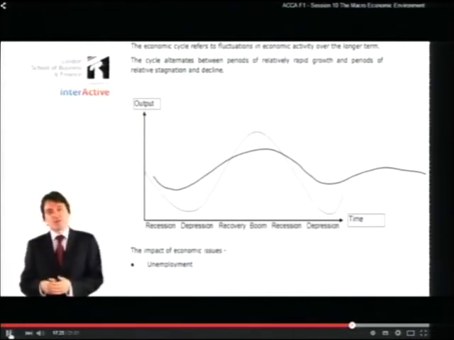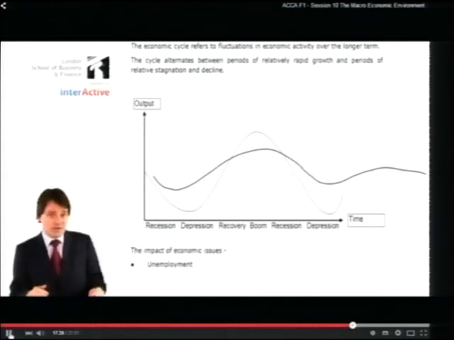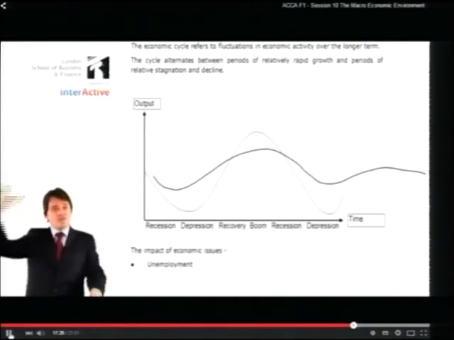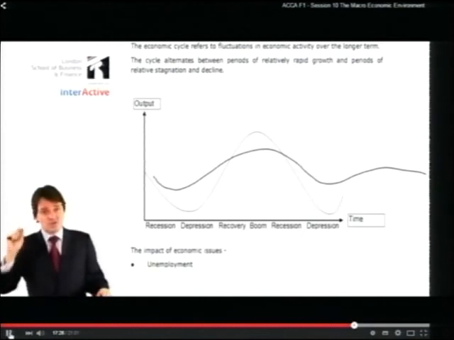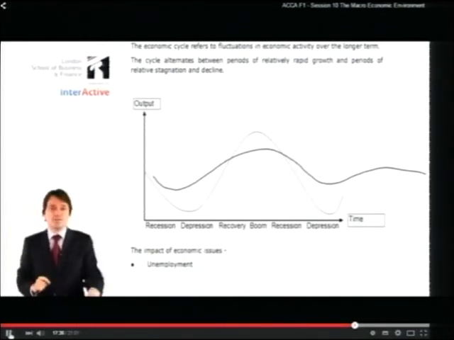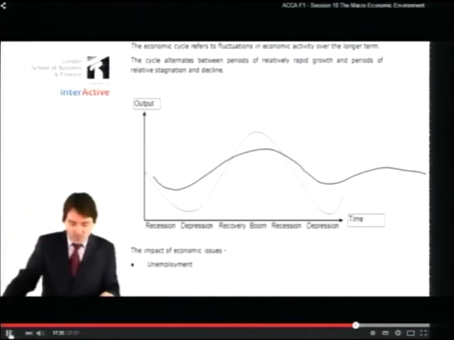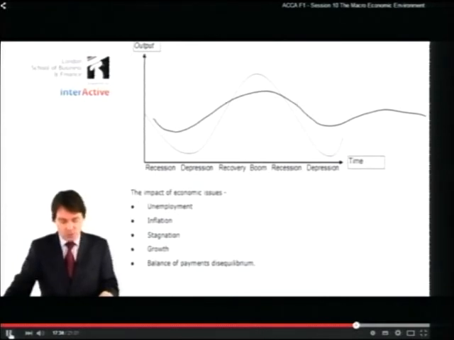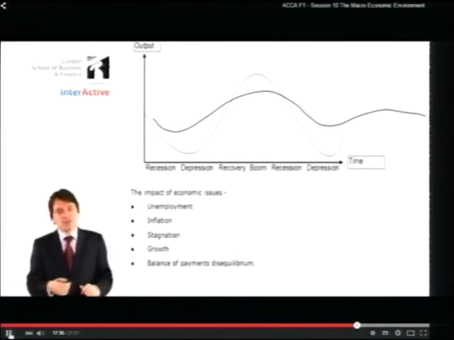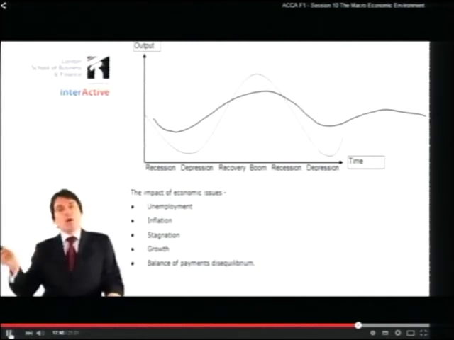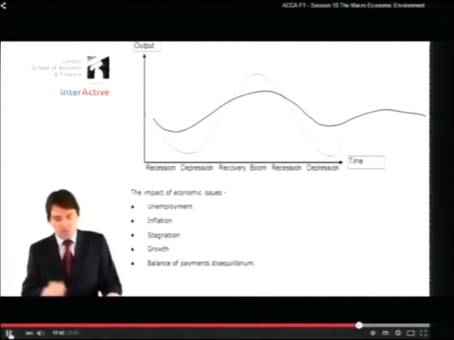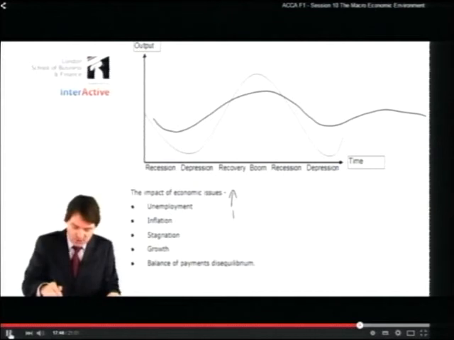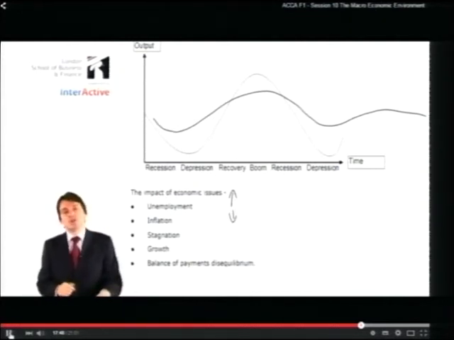If the bad times aren't as bad, that often means that the good times aren't quite as good. The better the good time, often the worse the recession that comes after it. So, impact of economic issues on all these things. What happens as we move through this economic cycle? It means that unemployment will go up and down. Inflation will go up and down. And as I've already said, those two often tend to go in opposite directions to each other.